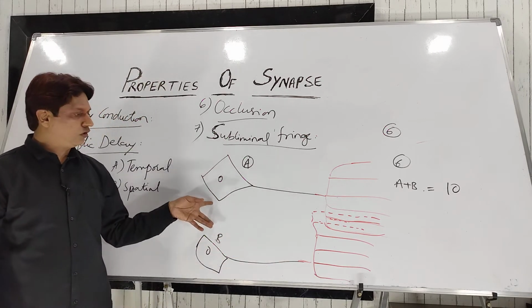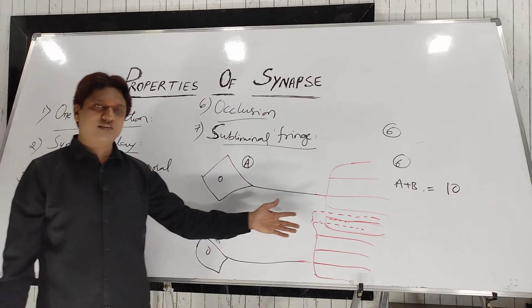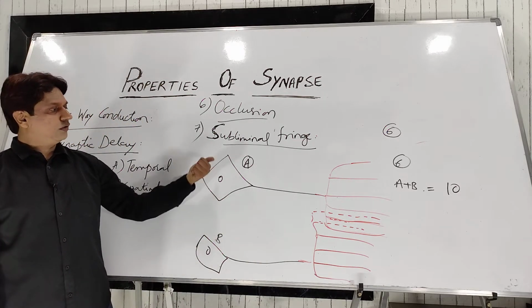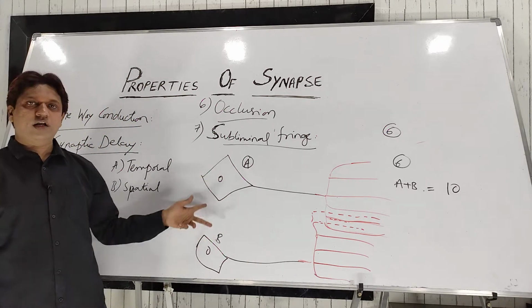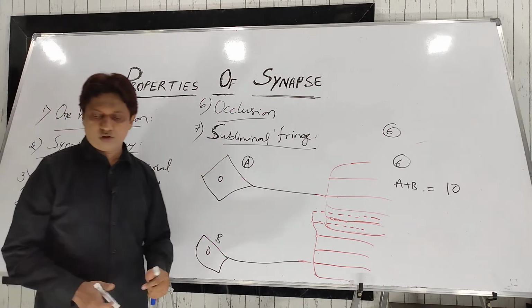Did you understand? So when the two efferent neurons are stimulated simultaneously, then the net result will be less than the individual sum, that is, compared to when they are stimulated individually. That means the occlusion, okay.